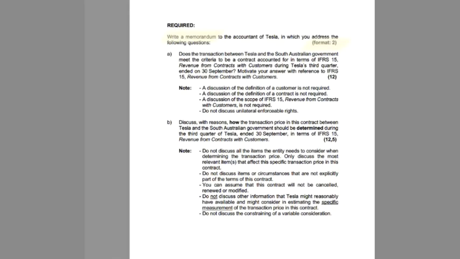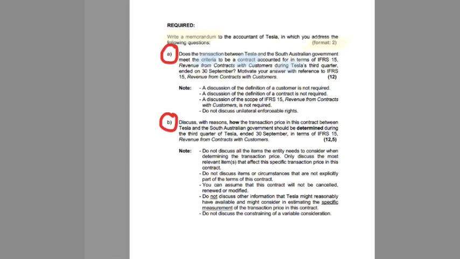So write this memorandum to the accountant of Tesla in which you address the following questions. There are 2 questions, so there's a part A and a part B in this required. If we look at required A, it asks, does the transaction between Tesla and the South Australian government meet the criteria to be a contract accounted for in terms of IFRS 15, and we give the name of the standard, revenue from contracts with customers?